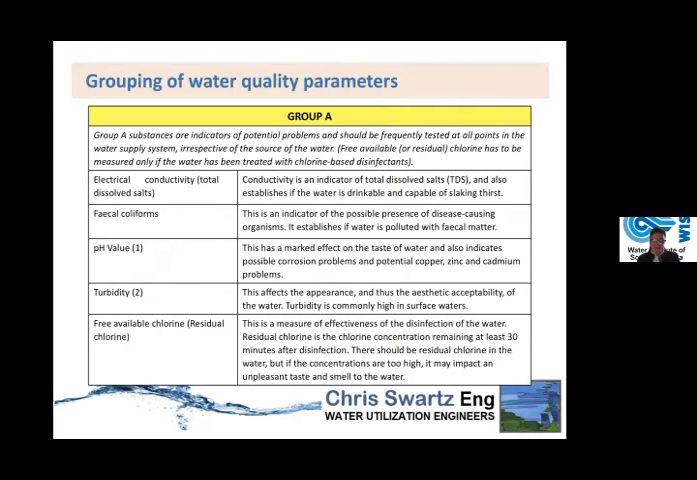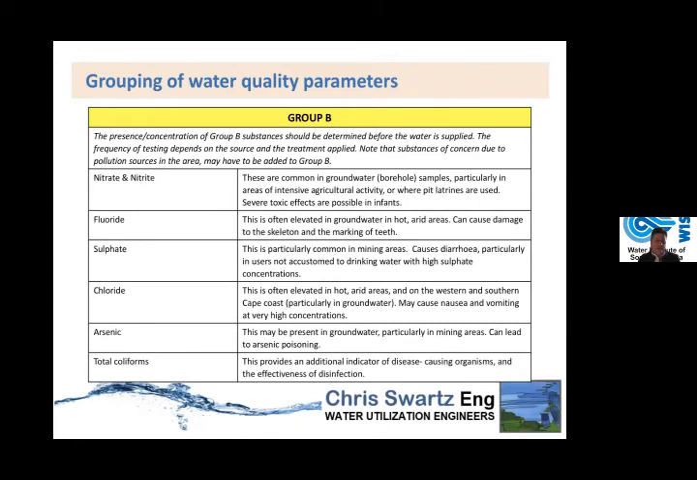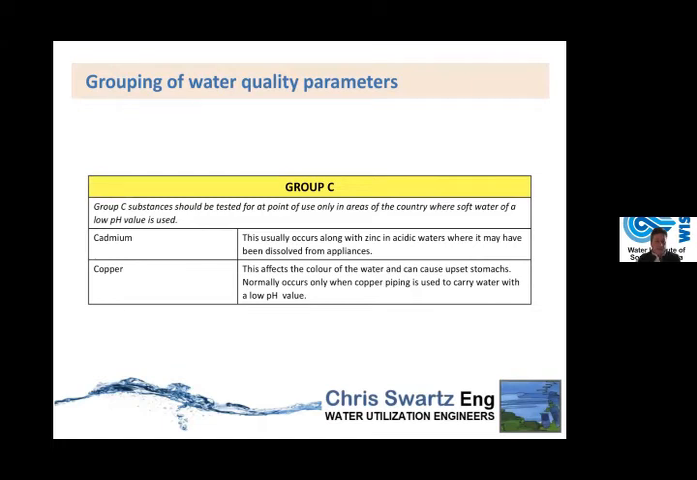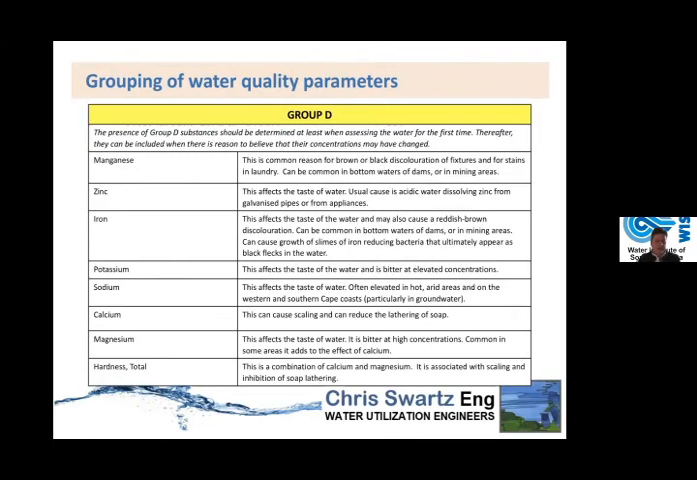Okay, so these water quality parameters that we discussed, they can be grouped into different classes, according to how important it is to remove them from a health perspective and aesthetical perspective. So Group A and Group B. Group B is your nitrates, fluorides, sulfates, chlorides. So these are typically more in your groundwater. Group C, cadmium, copper, getting to your more heavy metals now, and then Group D, which is more aesthetical, hardness, and your iron and manganese.